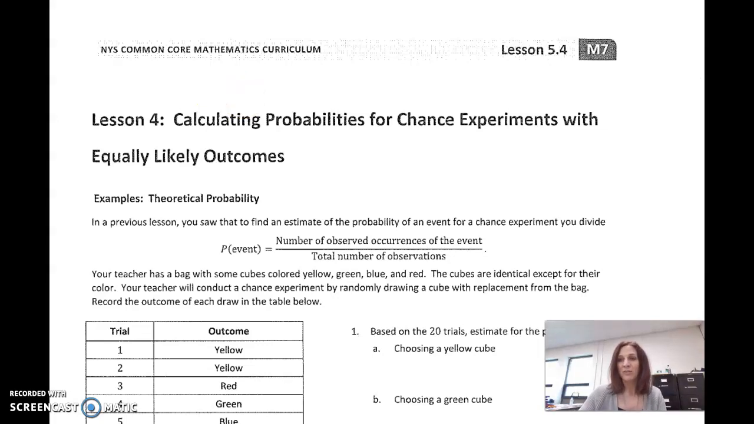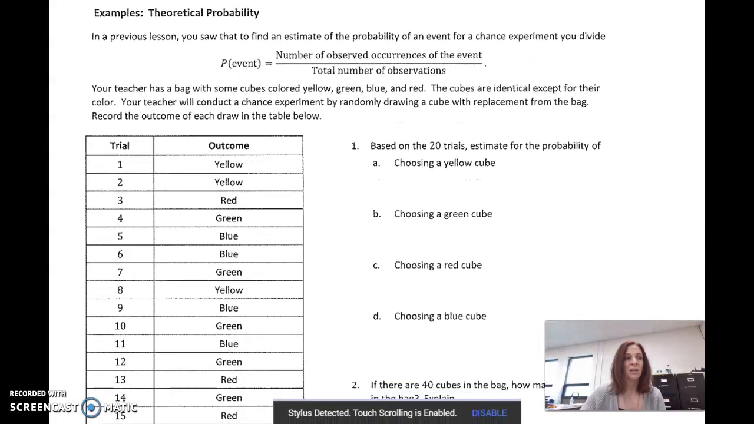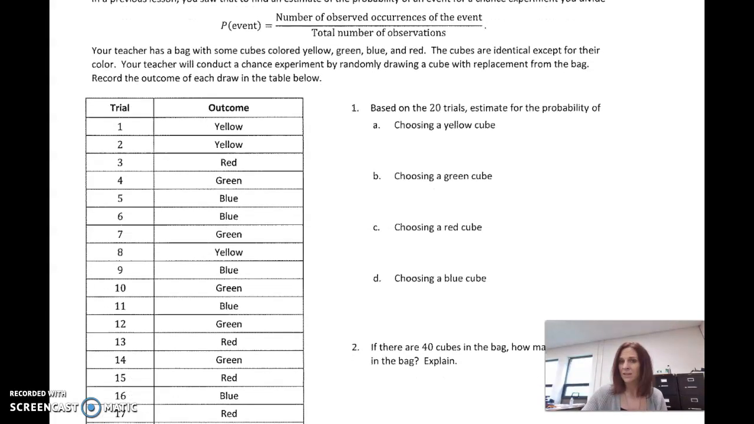So it said in a previous lesson, you saw that to find an estimate of the probability of an event for a chance experiment, you divide the number of times it happened over the total number of observations. Okay, so times it happened over the total number of observations. So let's say I had a bag full of colored cubes, yellow, green, blue, and red, and they're identical except for the color. So we're going to conduct a chance experiment, already done, and get some data from there.